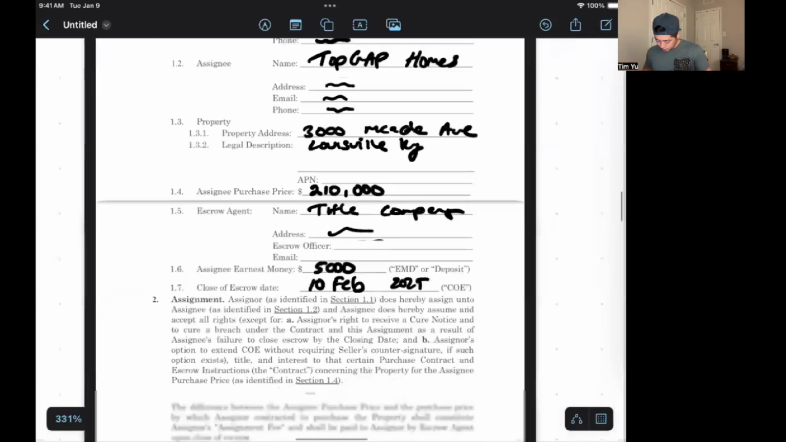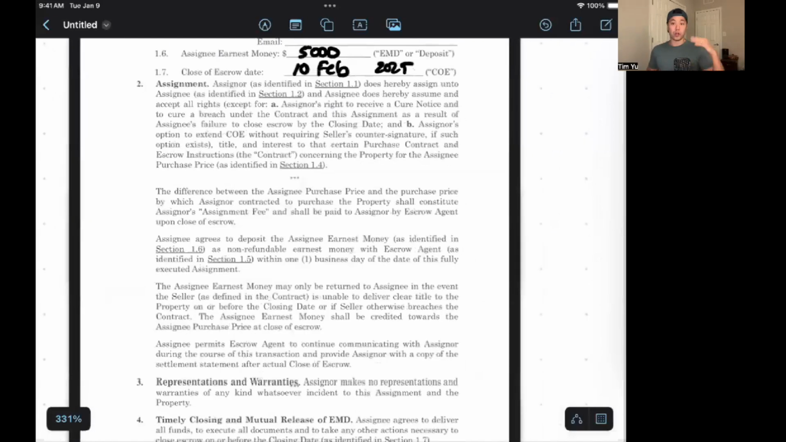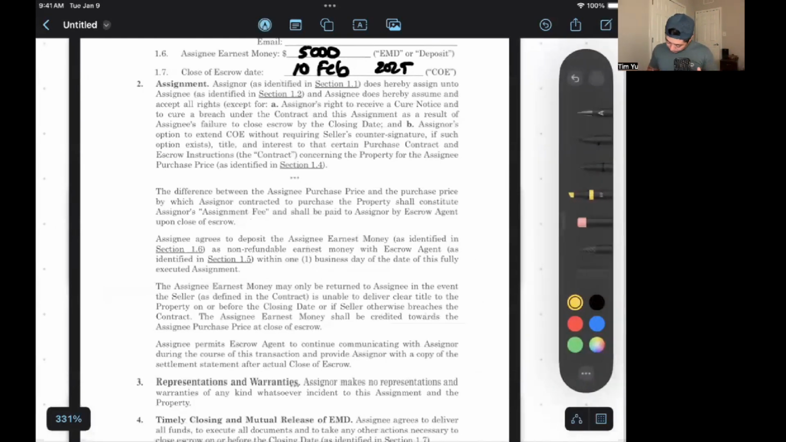Cool. Let's move on. So as we're going down here, right? Like I said before, we always want to be transparent with our contracts. This is an assignment, right? This is an assignment contract. We are passing this contract over to somebody else, and this has all the legal jargon to kind of cover you, right? The assignee, right? I want to highlight this. The assignee is the person that's buying this property and is letting you know, or signing this contract saying, I understand that this is a non-refundable earnest money with the escrow agent. Okay. Within 1 business day of this date, that this is a fully executed assignment. So once this is signed and they wire that money over, it is non-refundable. Right. So that's why we have these things on our contract, to protect us and to not waste our time.